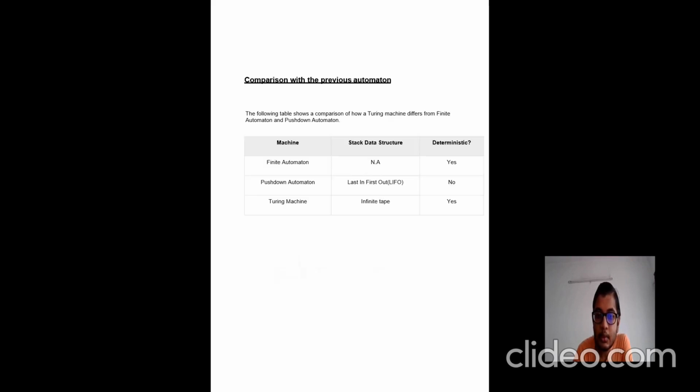So, the comparison with the previous automaton. The following table shows a comparison of how Turing machine differs from finite automaton and push-down automaton. In a finite automaton, the stack data structure is not available and it is deterministic. Push-down automaton is last in first out, whereas it is non-deterministic. Turing machine has an infinite tape and it is deterministic.